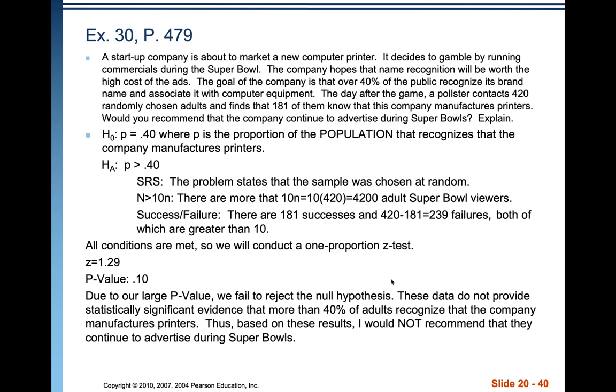So I did my full conclusion, where I have an indication of whether the p-value is small or large and what that means in regards to the null hypothesis, and then a statement about the alternative in context of the problem. Then I have one more statement because this particular problem asks, would you recommend that the company continue to advertise during Super Bowls? So I'm going to actually answer that. No, I would not.